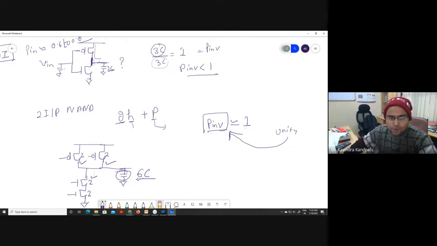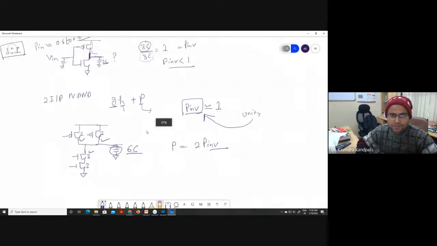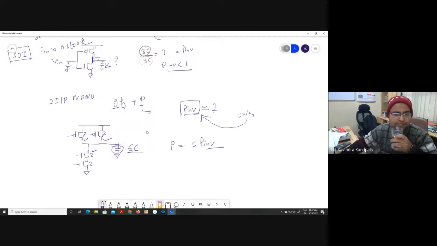So can I say a 2 input NAND gate has a parasitic delay equal to 2 times P inverter? Can I say? I need your response. Yes, sir. Or in other words, I can generalize this statement by saying an n input NAND or an n input NOR has a parasitic delay equal to n times P inverter.